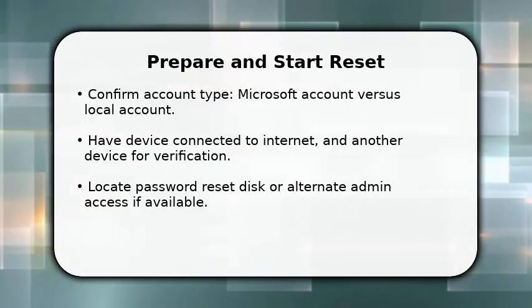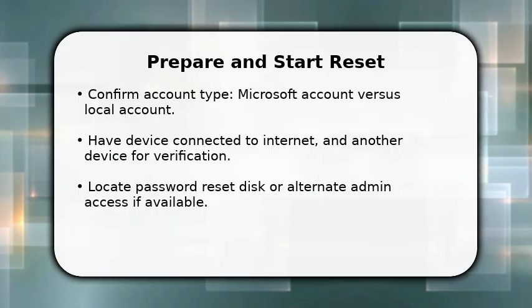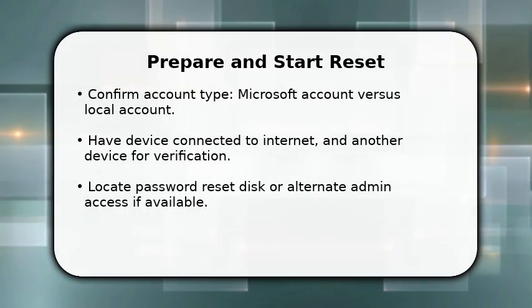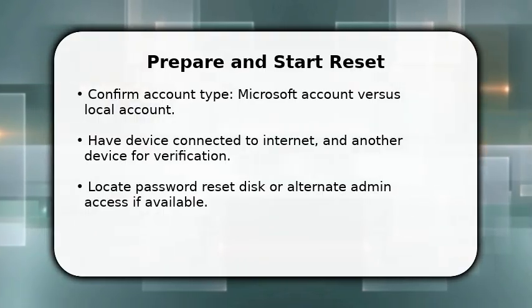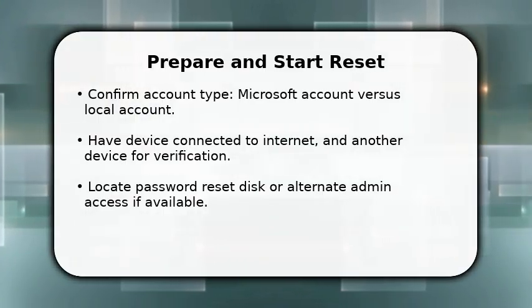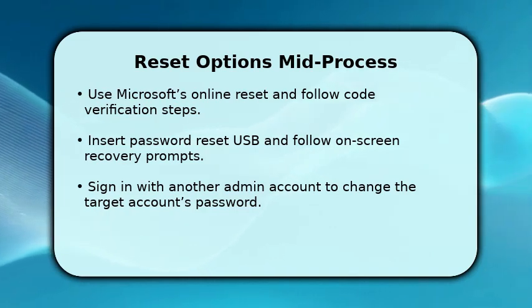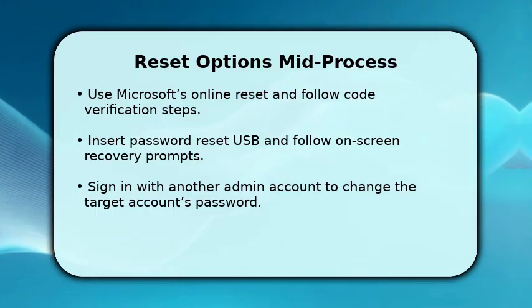If you have a password reset USB or an alternate administrator account on the PC, prepare those now so you can proceed without the old password. Once you've chosen a path, follow the specific recovery flow. For a Microsoft account, request a security code, enter it, and create a new password. Make it strong and unique.